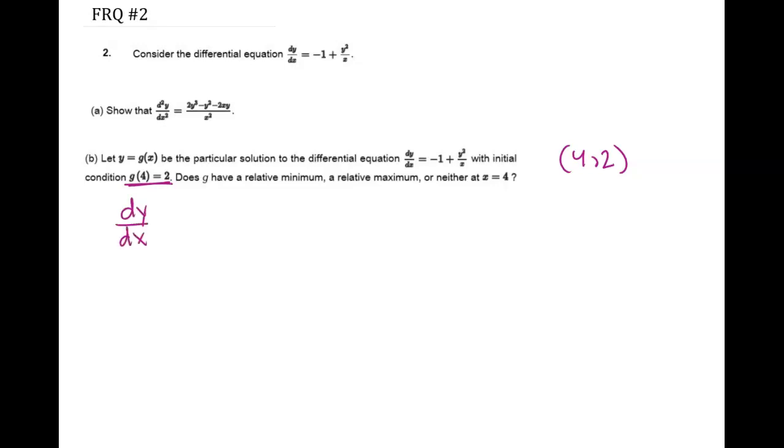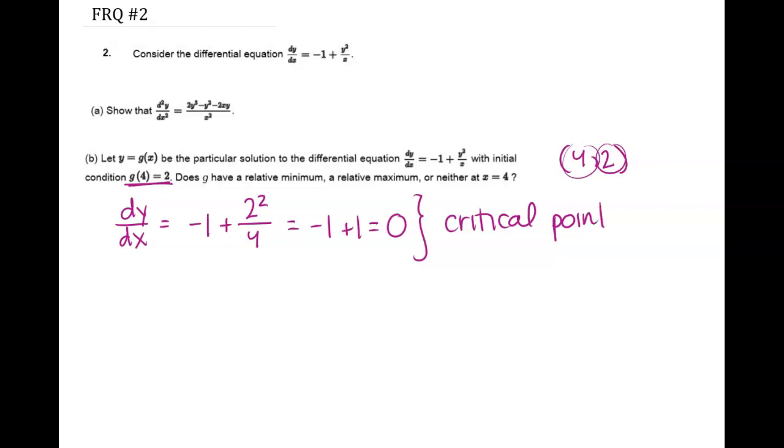dy/dx equals -1 plus, well, y is 2, so 2 squared, over x, which is 4. And this is -1 plus 2 squared, which is 4, 4 over 4 is 1. So this equals 0. So it must be a critical point. I'm going to use the second derivative test now to figure out what that critical point is, because we have the second derivative from part A.